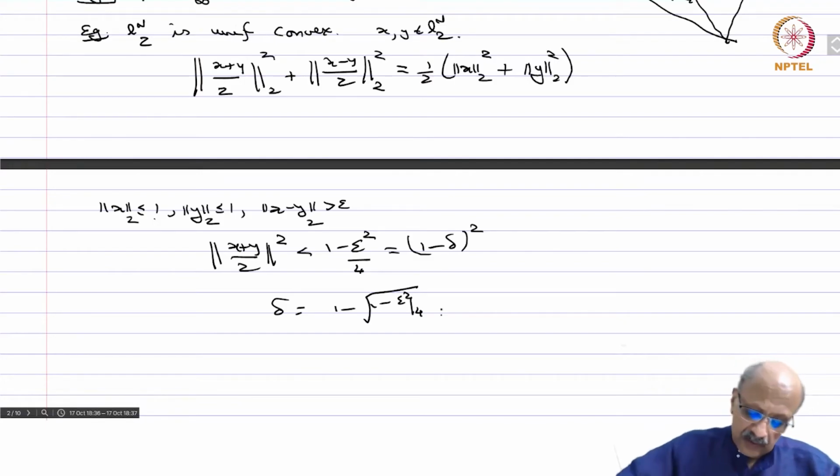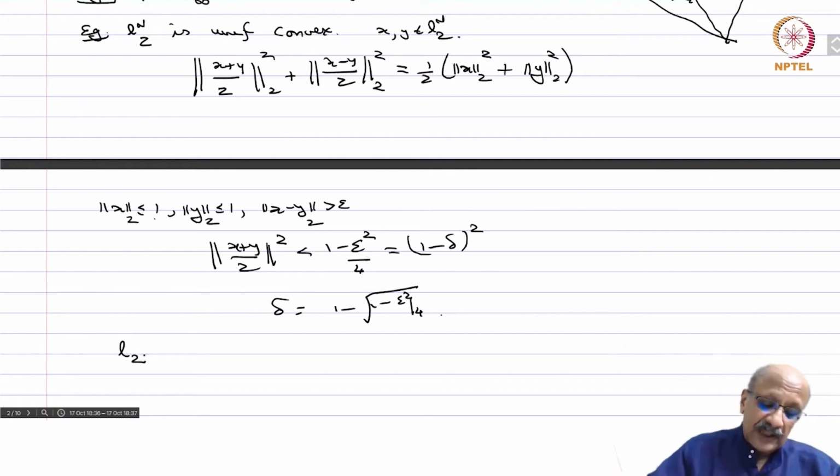So we can also show, in fact, L2 for the same reason. In L2 also you have the same identity, so you can check it. So L2 is uniformly convex.